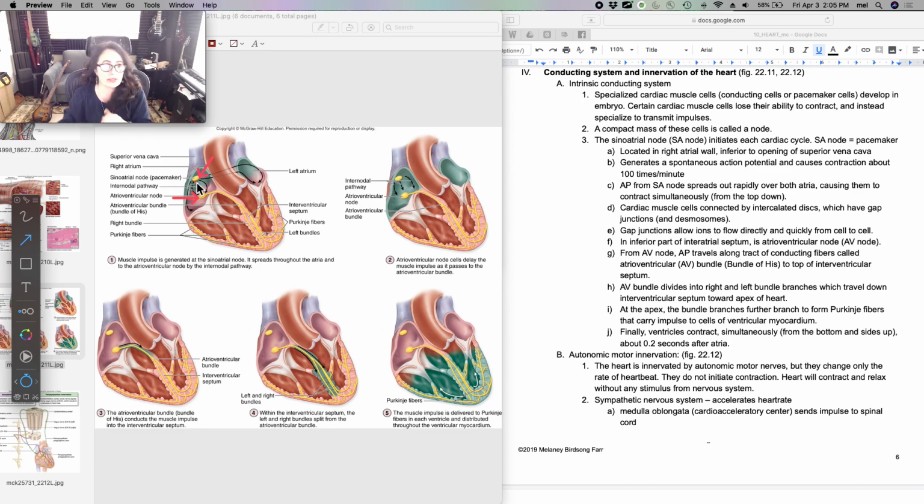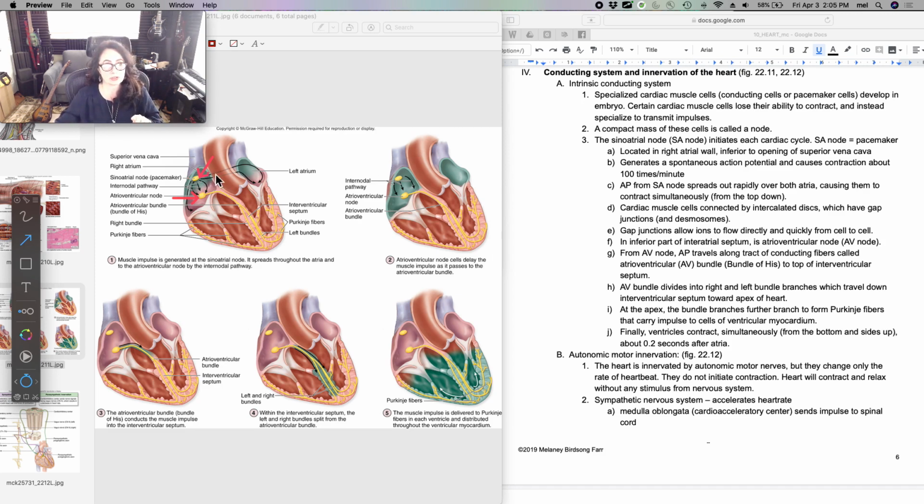And so what this SA node does is it actually sends out a stimulus through the gap junctions that are connecting the cardiac muscle cells. It sends out a stimulus about 100 times per minute. And so it spreads through the atria, top to bottom, and then the cells will contract in the order that they get the stimulus.